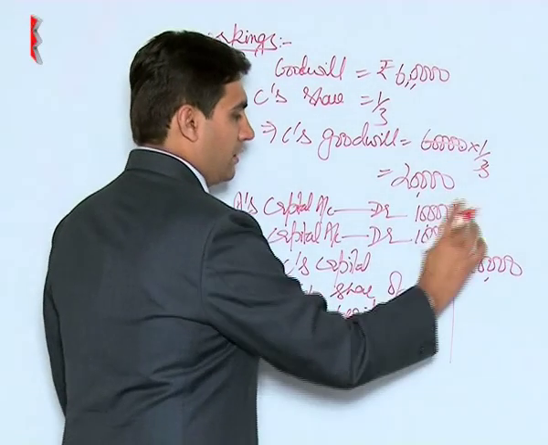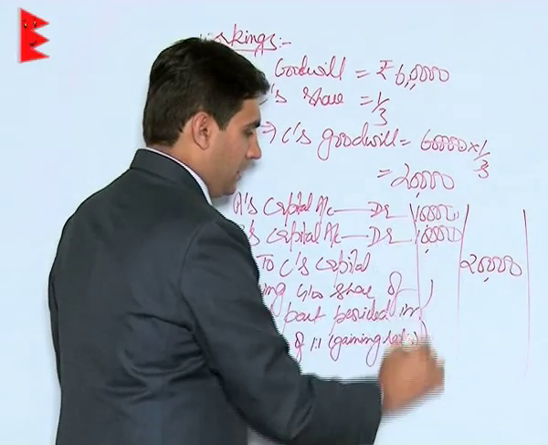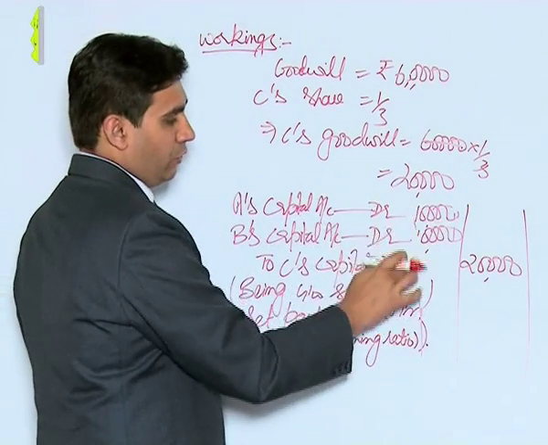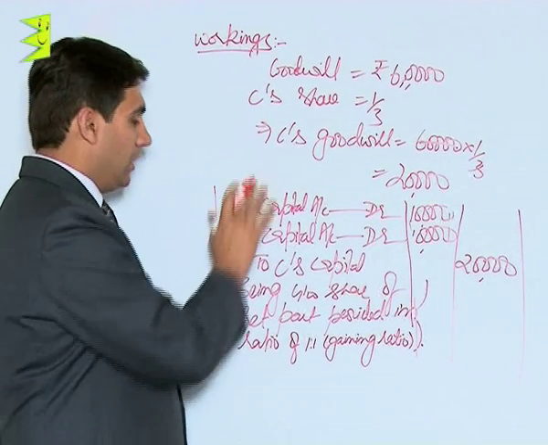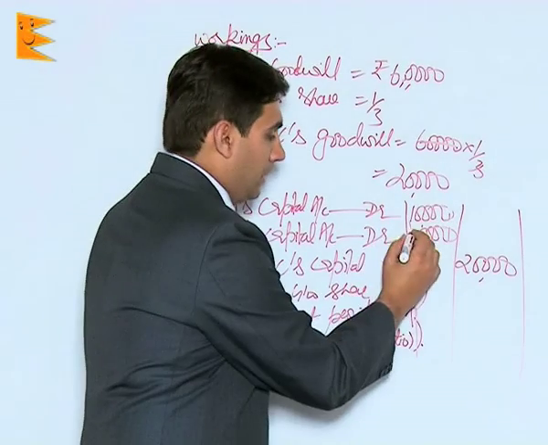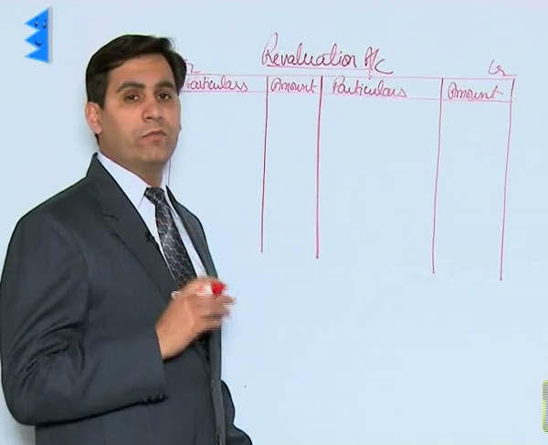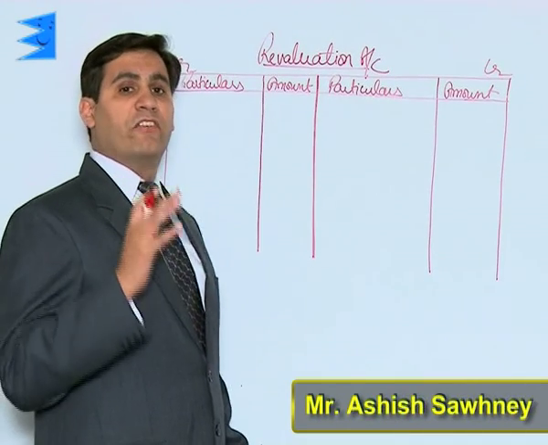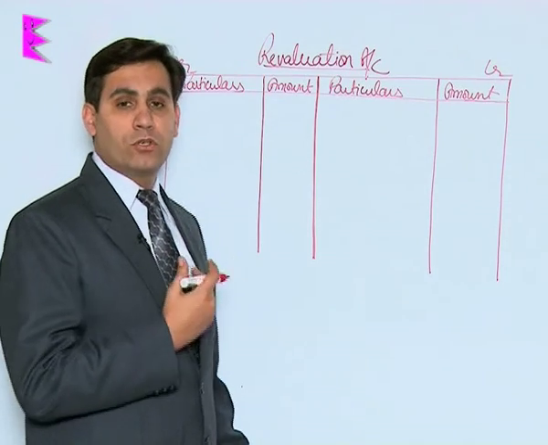So now students, the entry for goodwill is very clear, that is, the remaining partners will pay for the goodwill share of the retiring partner. Remember, you have to draw the format for the journal. So the entry is A, B to C, 10,000, 10,000 and to C 20,000. Moving ahead, we will prepare the revaluation account wherein we will revalue the assets and liabilities as given in the question.